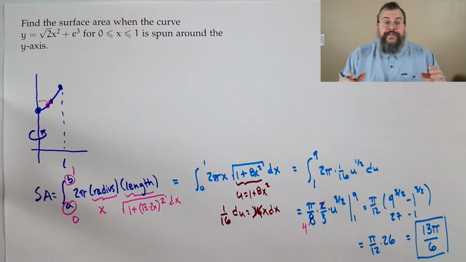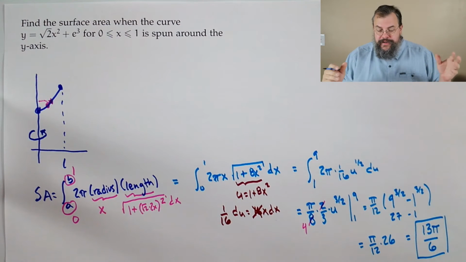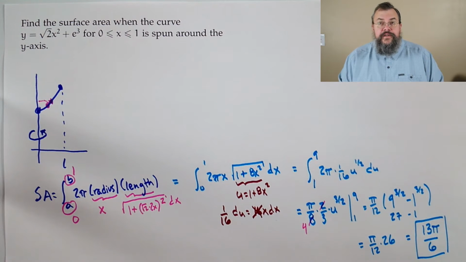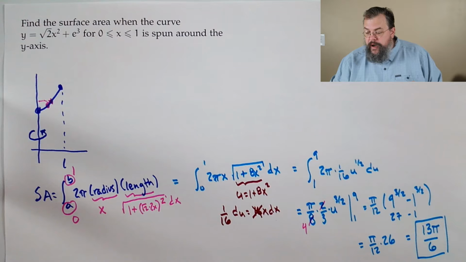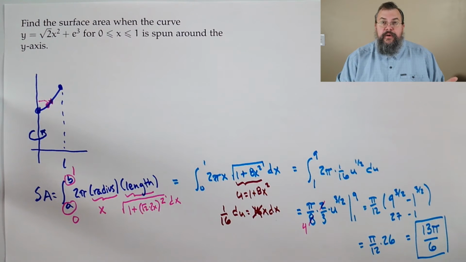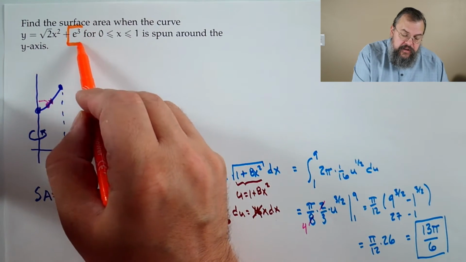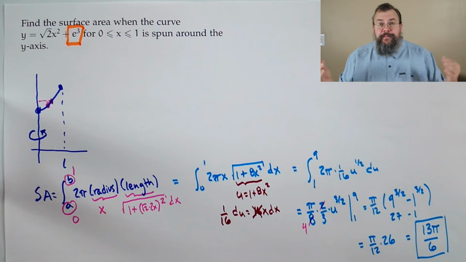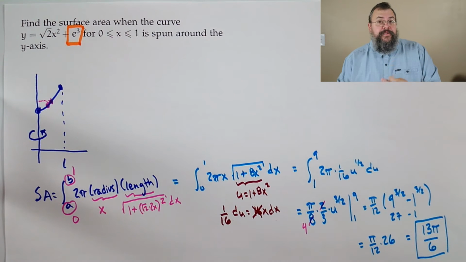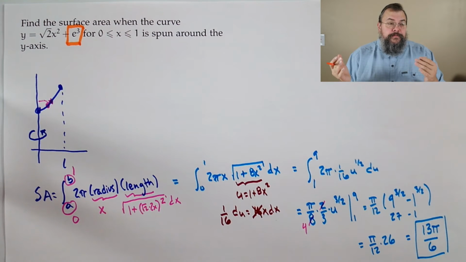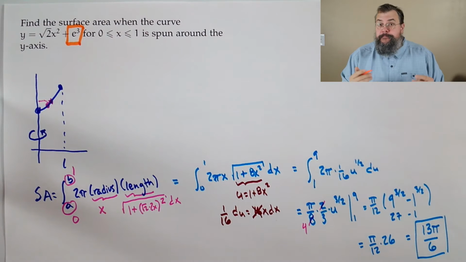And that's the answer. There we go. 13 pi 6 is our surface area if we spin. Now, before we leave this problem, let's ask a simple question and see if we understand why. Why did this e cubed not really show up anywhere? Did we make a mistake, or did it not matter? What do you think?